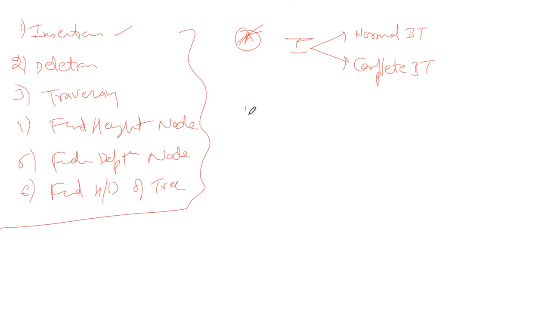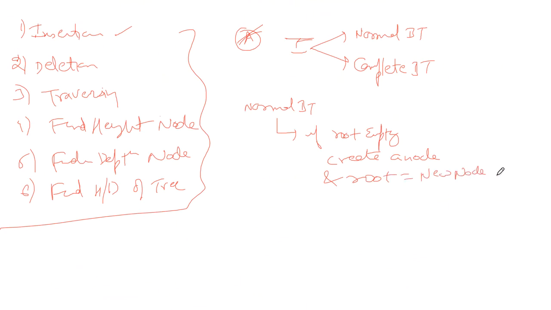Now, in a normal BT, what are the use cases I'm going to check? If root is empty, then what do I need to do? I need to create a node and root equal to new node. Is it right?